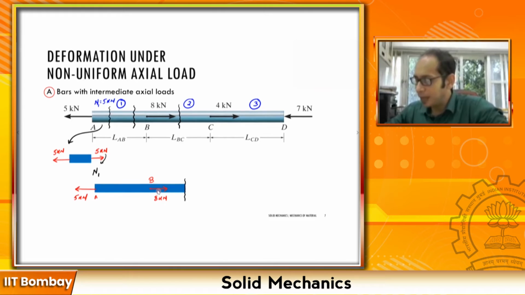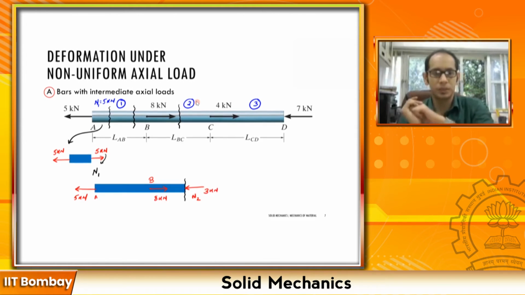So here to balance this 8 and a 5, where 8 is going to the right over here, 5 is going to the left over here, I must have an internal force which I am going to call N2, since I am looking at section 2 over here. This internal force must be 8 minus 5, 3, acting in this particular direction to keep my entire section in equilibrium. So this is 3 kilonewton, right?